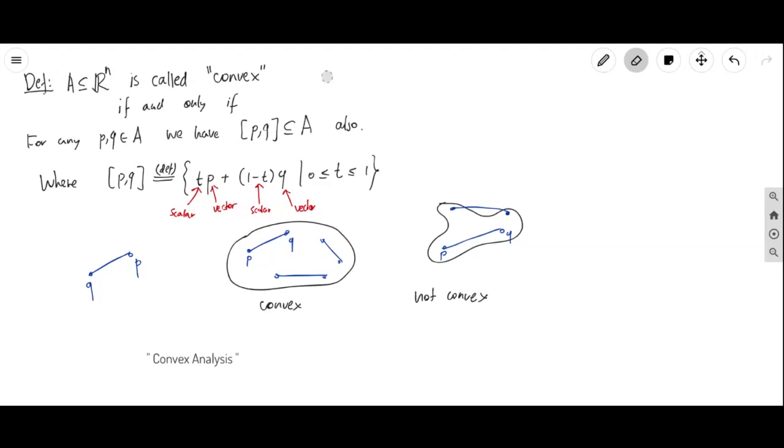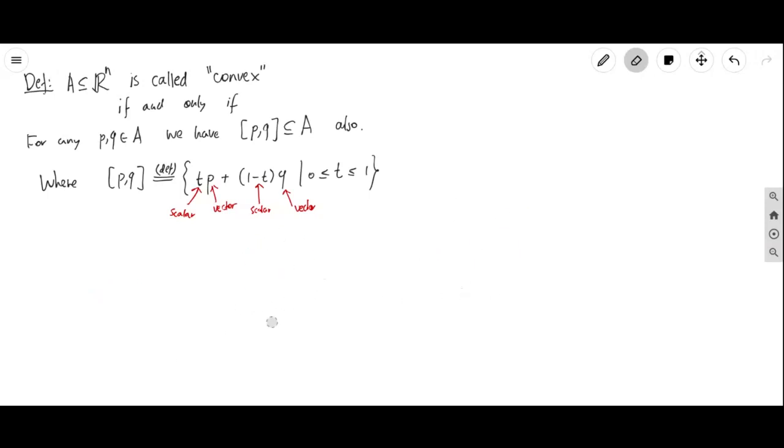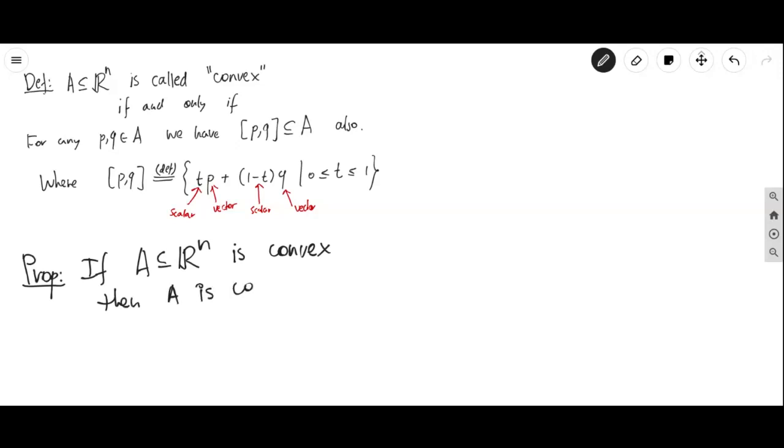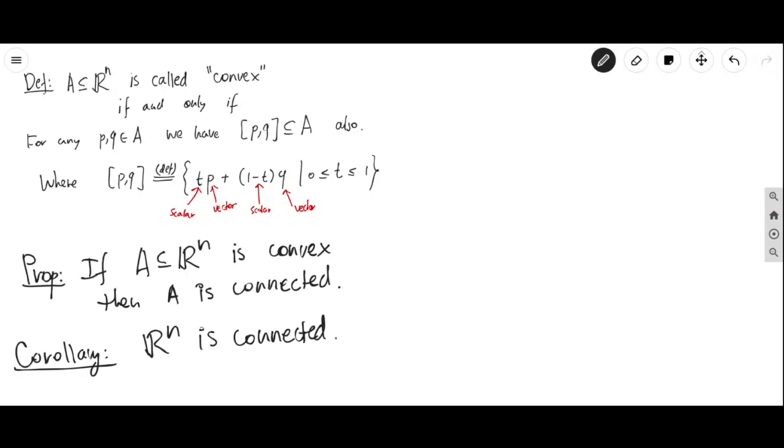Okay, so this is the definition of a convex set. And the theorem here is very nice. It's actually very easy to prove, fortunately. Proposition: if A is a subset of Rn and is convex, then A is connected. So convex subsets of Rn are automatically connected. As a corollary, an immediate corollary, Rn is connected. So Euclidean space is connected.